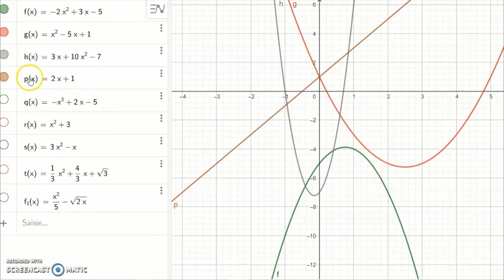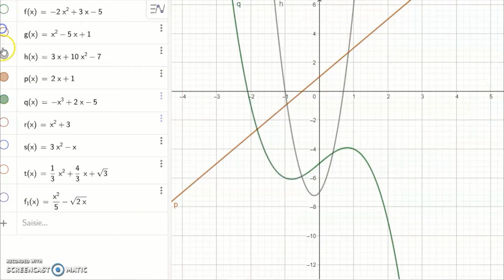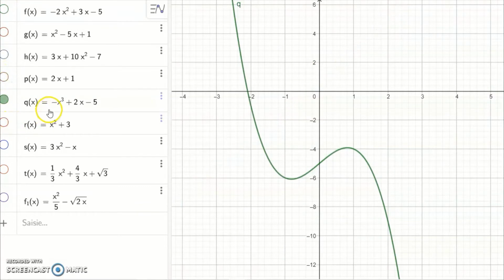p of x, that's D. The graph is a straight line, of course, because the function is linear. And so this is not a quadratic function, and the graph is not a parabola. E. q of x is minus x cubed plus 2x minus 5. Of course, the graph is not a parabola, and this is not a quadratic function.